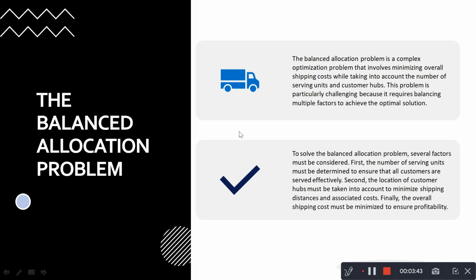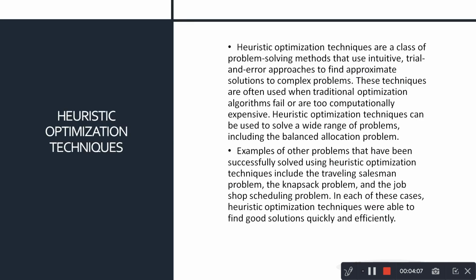To solve the balance allocation problem, several factors must be considered. First, the number of serving units must be determined to ensure that all customers are served effectively. This is the first content that we are discussing. Second, the location of customer hub must be taken into account to minimize shipping distance and associated cost. Finally, the overall shipping cost must be minimized to ensure profitability. This is the technique that we are going to use.